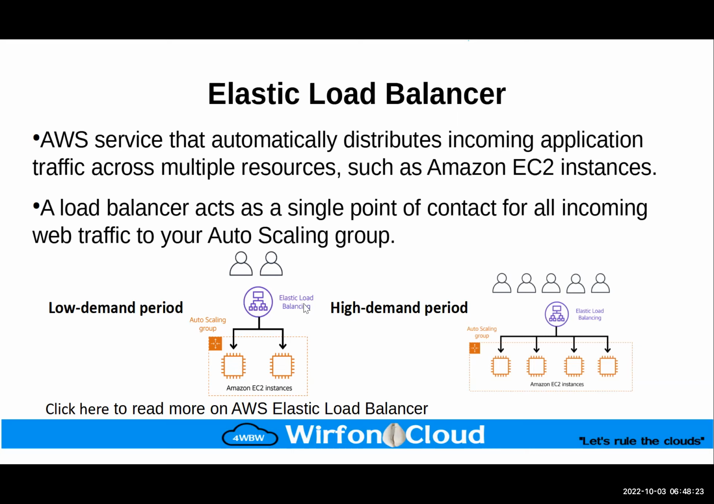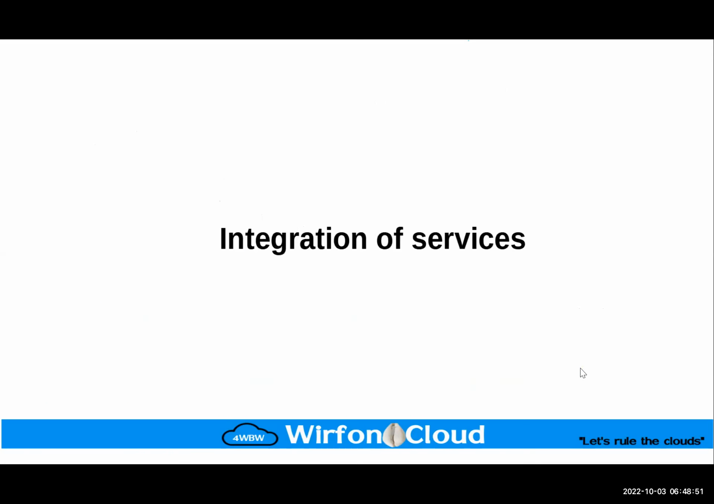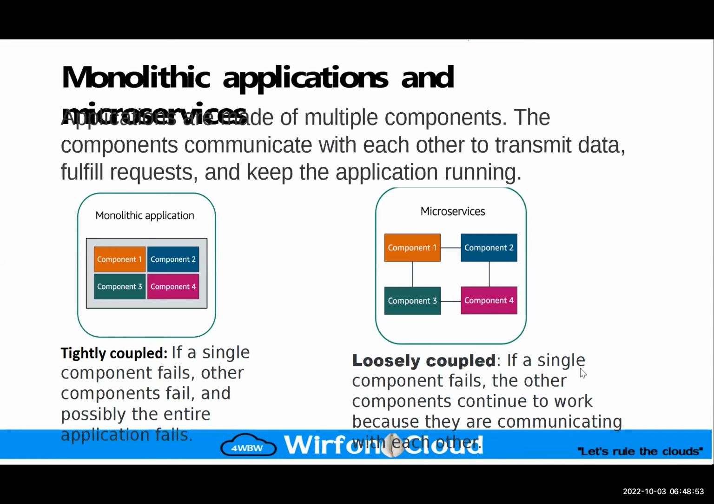So when there is a low demand, you just have 2 of them running, then it distributes load to the 2. Then when you have a high demand where you have increased your number of EC2 instances, you have now 4 running, and then your Elastic Load Balancer will help that load is distributed to the instances as the demand comes in.